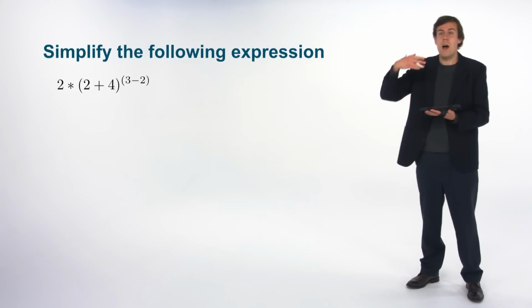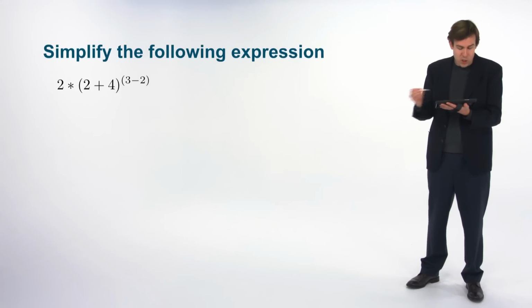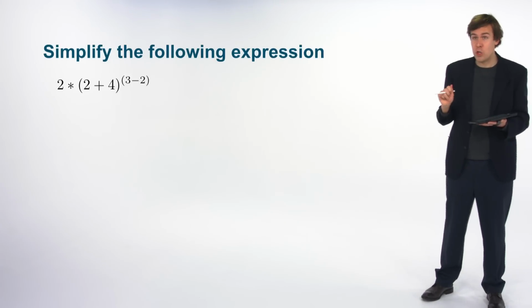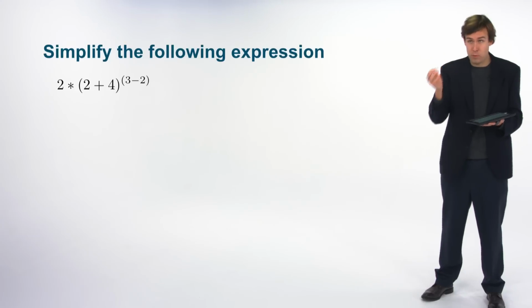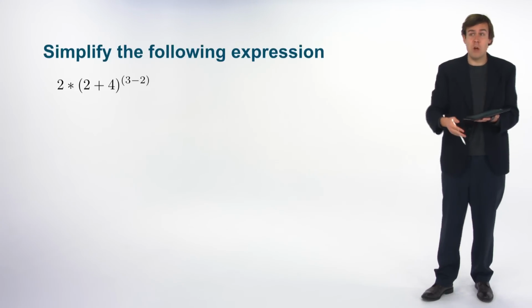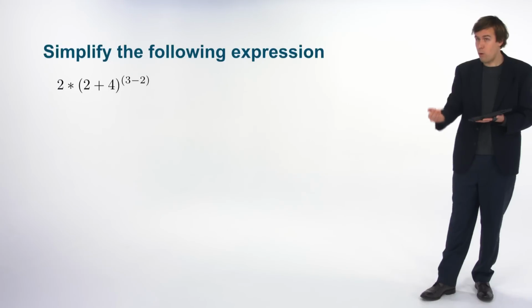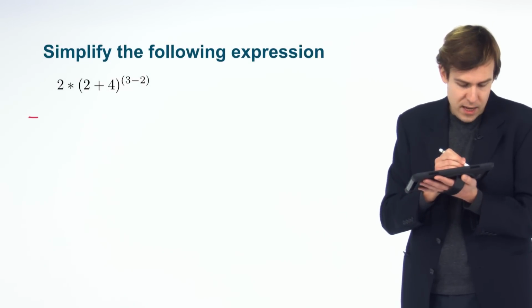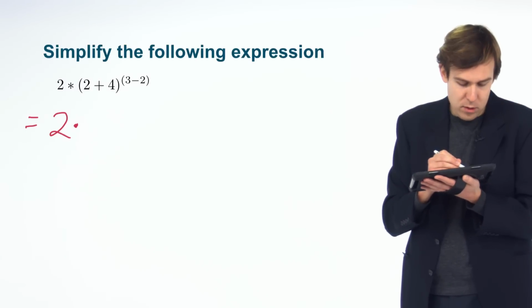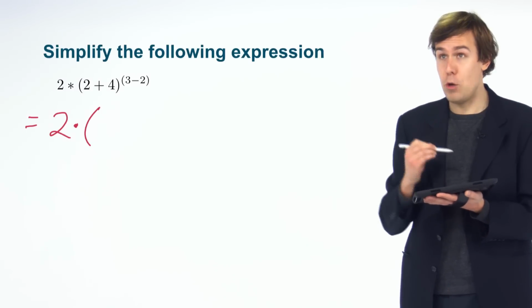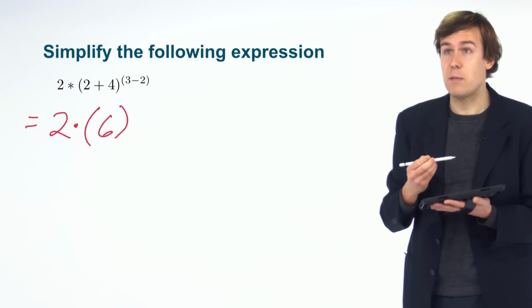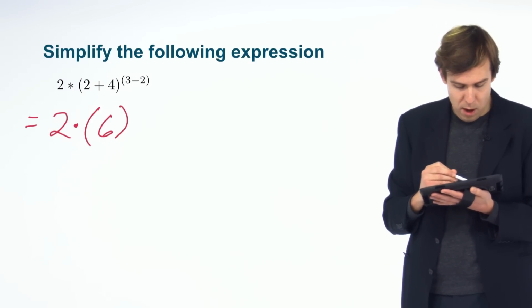Suppose we're given an algebraic expression or statement like this that has many different operations in it. We have exponentiation here with the 3 minus 2. We also have some addition with the 2 plus 4, and then ultimately a multiplication all the way on the outside. So we'll follow our order of operations. First, everything in parentheses will be evaluated. So this says I have 2 times, first thing in parentheses is 2 plus 4, so 6. And I also evaluate what's in parentheses in the exponent to the power 1.